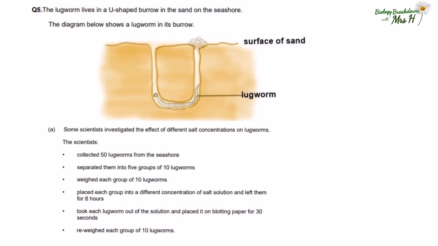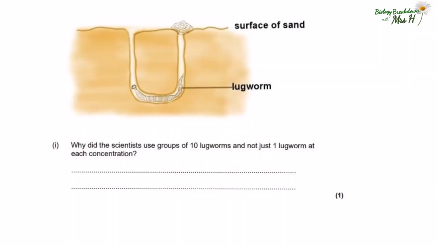That raises some ethical issues, but I don't think there's any questions about the ethical issues on this particular exam question. They took each lugworm out of the solution and placed it on blotting paper for 30 seconds. Then they re-weighed each group of 10 lugworms. Why did the scientists use groups of 10 lugworms and not just one lugworm at each concentration? There will be variation in the masses, so you can calculate a mean.